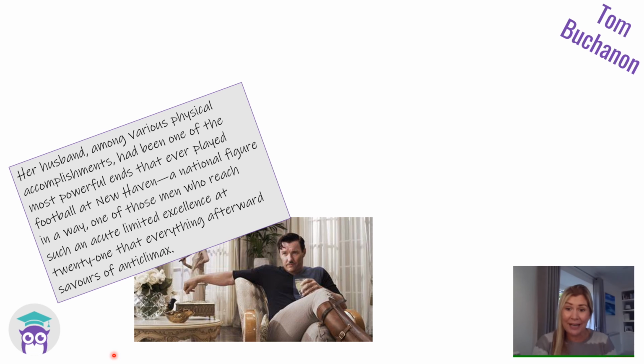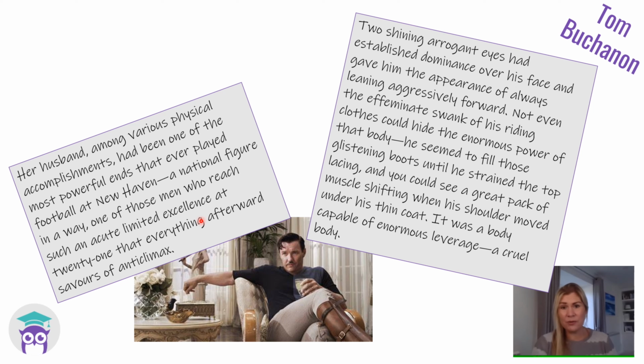Okay, so Tom Buchanan was obviously super powerful, super important back when he was at university at Yale, a national figure in one way, and it was because of his sporting prowess. And what Nick is saying is that because he was so celebrated back then for his sporting prowess, everything is a bit of a disappointment, particularly because there's not much more to him than his sporting ability, which is why he had an acute, limited excellence at 21. Oh, that is punchy.